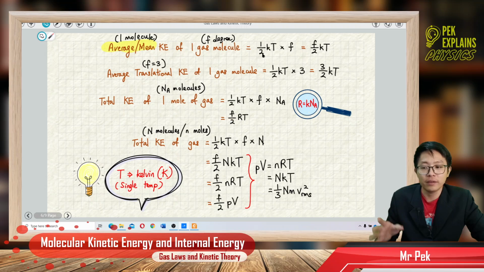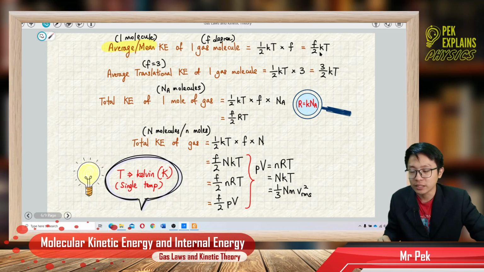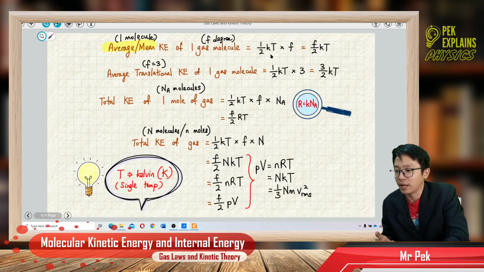So for one gas molecule, we just take half kT multiplied by F. F can be 3 if mono, 5 if diatomic, 6 if polyatomic. So in general, just multiply by F, and we get F over 2 kT. So the kinetic energy for one gas molecule is F over 2 kT. That's it. For one gas molecule, you always start with half kT.